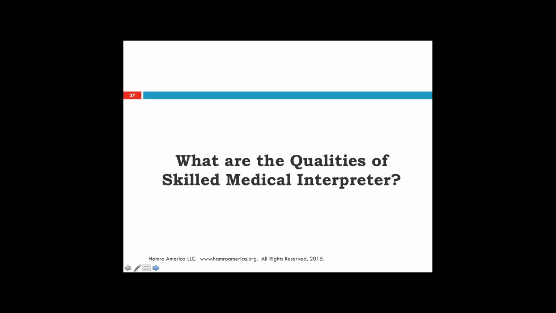So now, what are some of the qualities of skilled medical interpreters? Like, why should you even use a qualified and skilled medical interpreter? First thing a skilled medical interpreter needs to have is fluency in 2 languages. They have training in interpreting techniques. They have specialized vocabulary in 2 languages. The knowledge of medical procedure, they have that.